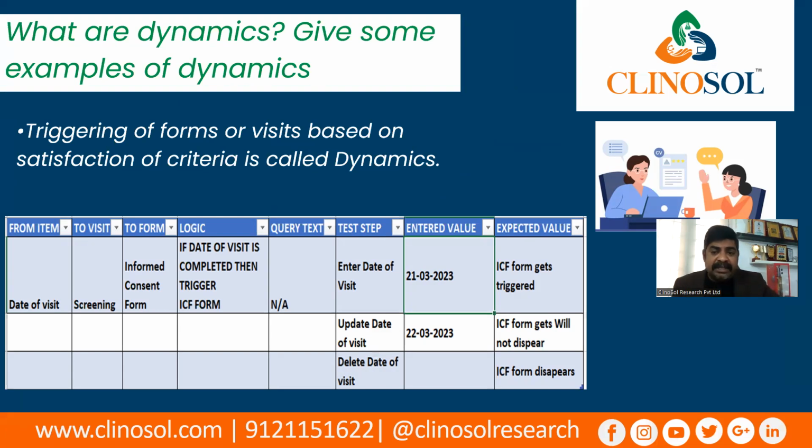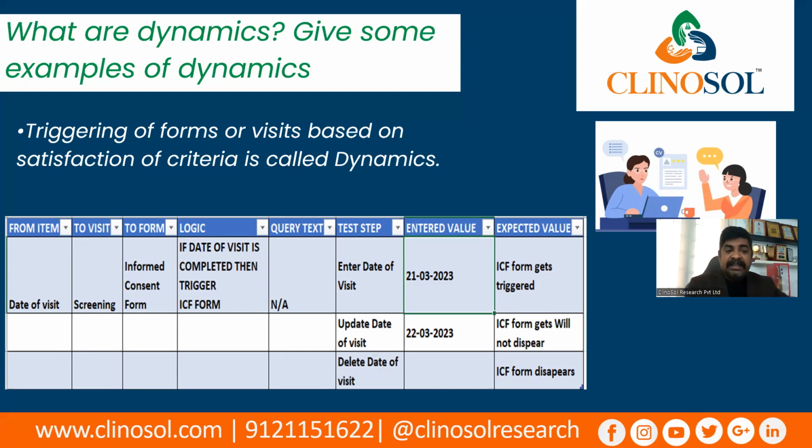So now what are dynamics? The dynamics are the ones which get triggered based on satisfaction of A criteria or B criteria or C criteria. So say, for example, if the criteria is matched, then the form or visit or the items get triggered. Then it is called a dynamic form or dynamic visit or dynamic item. So triggering of forms or visits based on satisfaction of some criteria is called dynamics.